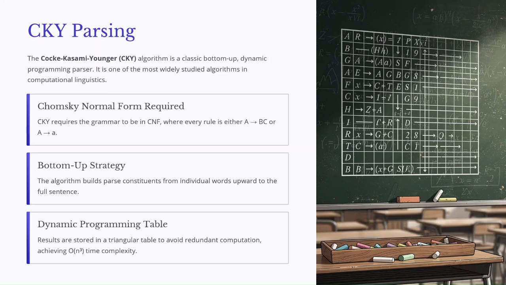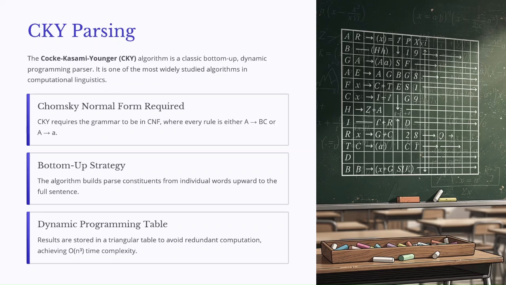Now, in my previous lecture you might have seen the basics of how to draw the parse tree. There are two types of parsing, top-down and bottom-up parsing. That basics I am not coming into in this lecture. We are just going to see the parsing called CKY parsing. CKY means Cocke-Kasami-Younger algorithm, a classic bottom-up dynamic programming parser. It is one of the most widely studied algorithms in computational linguistics.